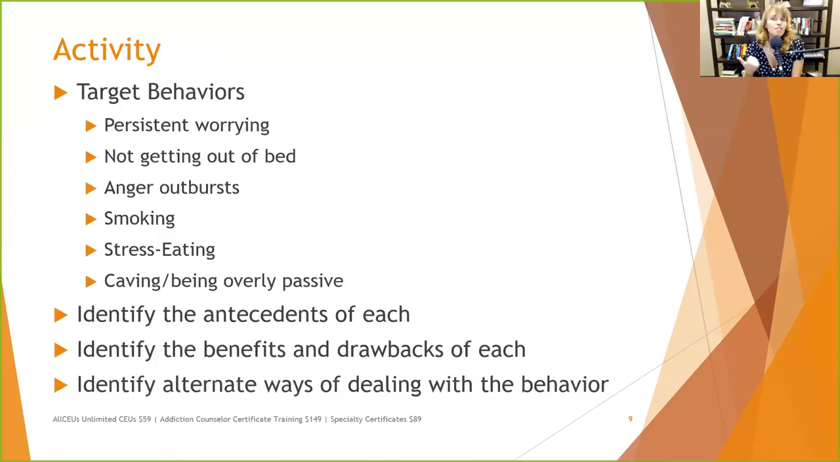So target behaviors: persistent worrying, not getting out of bed, anger outbursts, smoking, stress eating, or caving or being overly passive. So when we're talking about setting a contract and changing behaviors, one of the first things we need to do is identify the antecedents of each. That is, what's causing the persistent worrying. If you're experiencing persistent worrying and it started when you started getting poor sleep and overdoing it on caffeine, and maybe you had a bunch of stressful events back to back to back. Okay, so those were the antecedents. Your target behavior is to worry less.